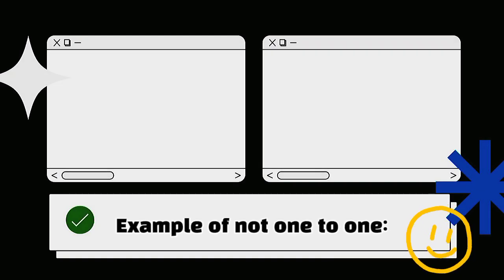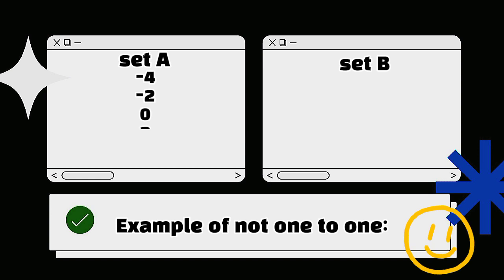In the example of a not one-to-one function, we have set A and set B again. In set A, we have negative 4, negative 2, 0, 2, and 4. In set B, we have 16, 4, and 0. In set A and set B, we will see here that the numbers in set A are representations of numbers of set B.